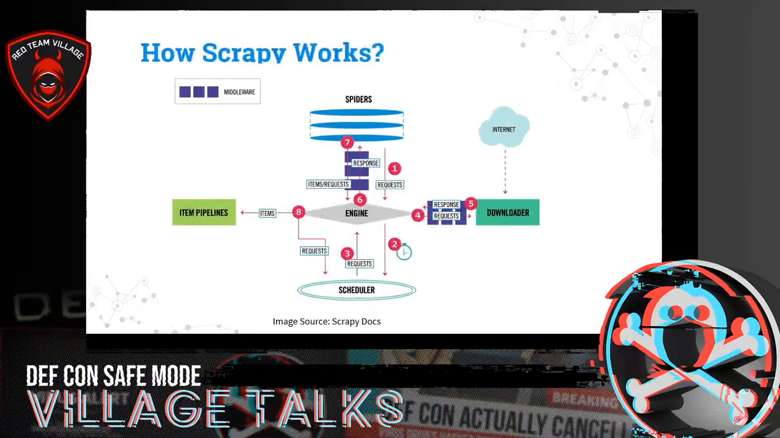Getting more into the Scrapy part, this image might seem a little confusing, but I will go through it step by step. So why Scrapy? This is why Scrapy is really important and so useful in hunting on the dark web. I will explain it in terms of Python code. Suppose everything you see here is a different Python program. Spider is a Python program, Downloader is a Python program, Middleware is a Python program, and so on.